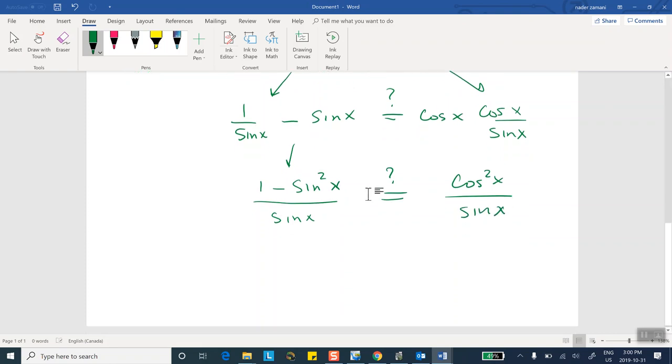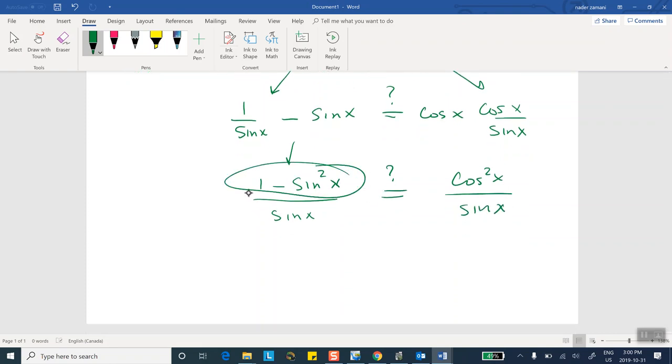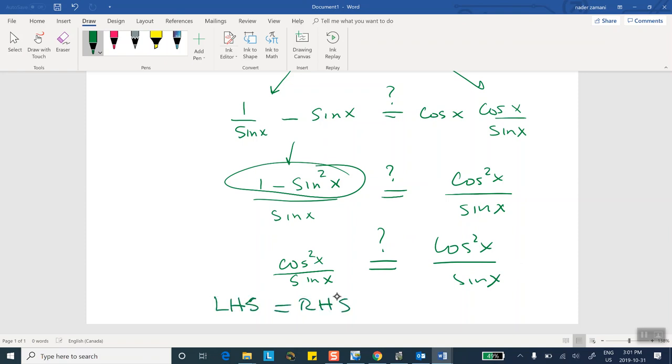And needless to say, you can see that the numerator on the left side is actually cosine squared x over sine x. Equal to, yes, it is equal to cosine squared x over sine x. So we're done at this point. We have shown that the left-hand side equals the right-hand side, because we have traced them both down to a location where the two actually agree. Number 47.